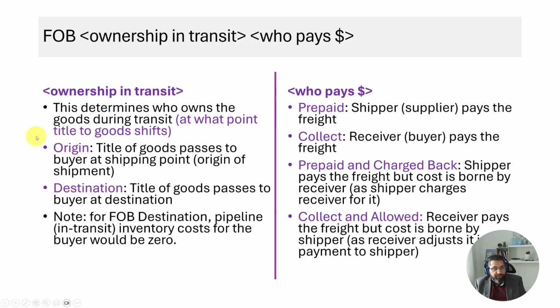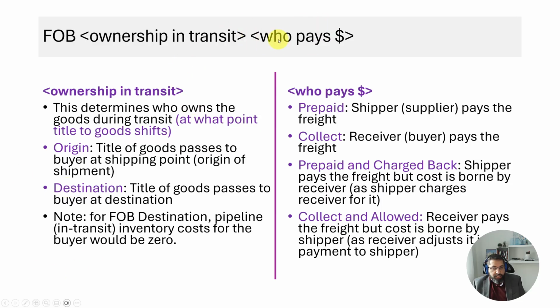Now remember that if we do use FOB destination, where the buyer will own the goods at the destination, then from the buyer's company, there will be no pipeline inventory cost, because pipeline inventory cost is the cost of owning inventory that's in transit. But the buyer doesn't own this inventory in transit. So the buyer has zero pipeline cost. And instead, the supplier will have outbound pipeline cost, because any goods the supplier ships FOB destination are on the supplier's financial books as an asset of the supplier until their title passes on to the buyer at the destination.